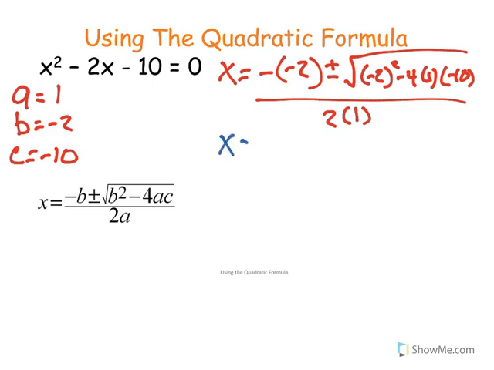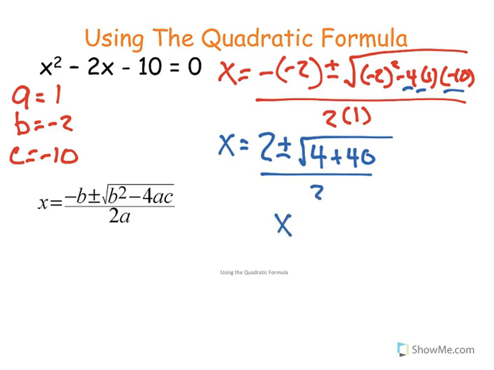So that's going to give me x is equal to negative 2, which is positive 2, plus or minus the square root of negative 2 squared, which is 4. And again, I'm always careful here. Negative 4 times 1 is negative 4, times negative 10 is positive 40. And that's all going to be divided by 2. So I get x is equal to 2 plus or minus radical 44 divided by 2.